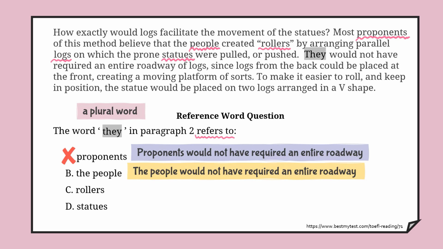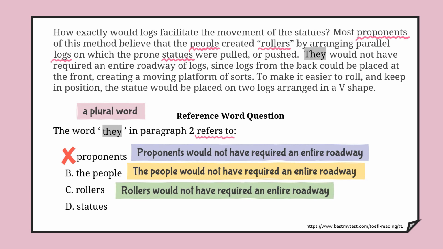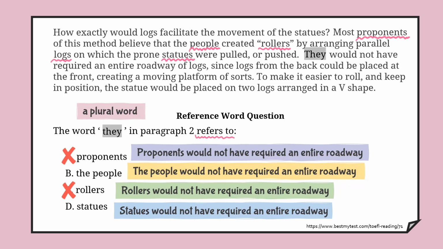B. The people would not have required an entire railway. The people created rollers, so they would not have required an entire railway. It makes sense. Before you make the decision, don't forget to go over the other answers. C. Rollers would not have required an entire railway. Rollers are objects, so they can't require things like people. So I rule out C. D. Statues are objects too. Same with C. It's wrong. So B is the correct answer.